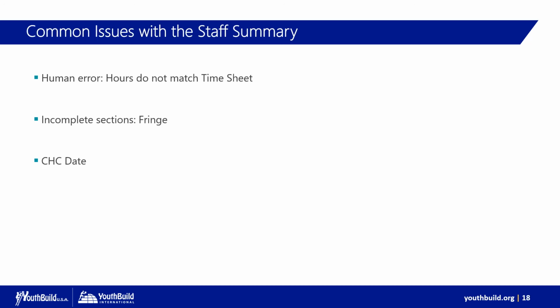Some common issues we find with the staff summary are human error. Hours do not match the timesheet, or payroll does not match. And we find incomplete sections, usually with fringe. And lastly, CHC date. Maybe we don't have that CHC date. Maybe it's to be determined, and we're billing for that month. So that's an issue we see very commonly.